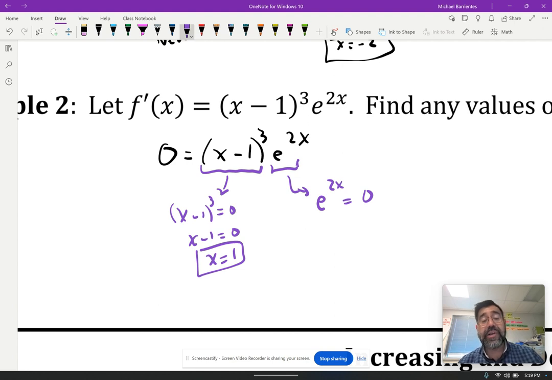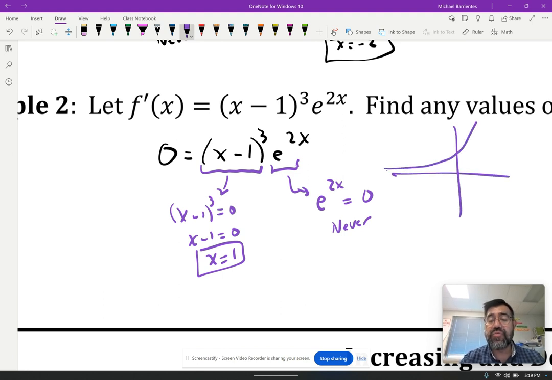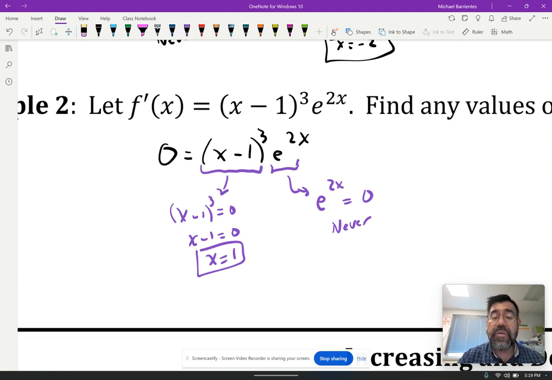When I go to the second part, e to the 2x, when is e to the 2x equal to 0? Well, if you remember, exponentials never hit the x-axis. So therefore, this is never equal to 0. Remember how exponentials look? They look like this. They never get to 0. The y is never 0. They get closer and closer to it, but they never get there. So therefore, there is no critical point from the second factor.